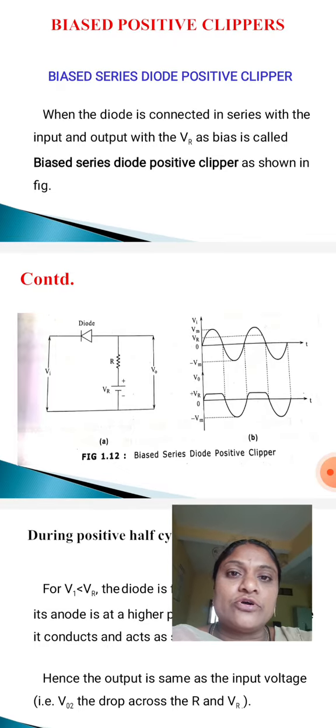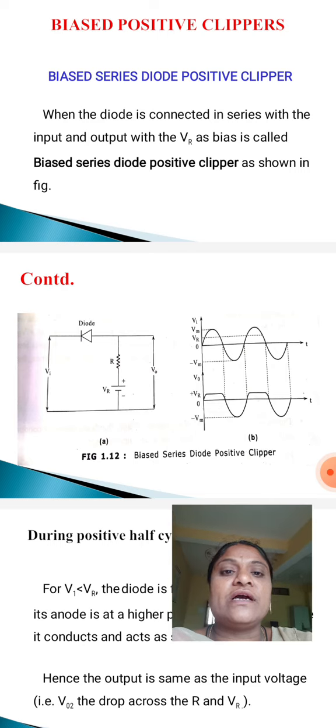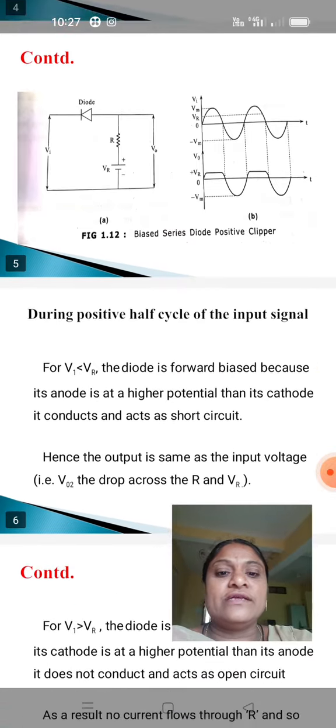I repeat this point again. When the diode is connected in series with the input and output with VR as bias, it is called a biased series diode positive clipper. So this is the figure.